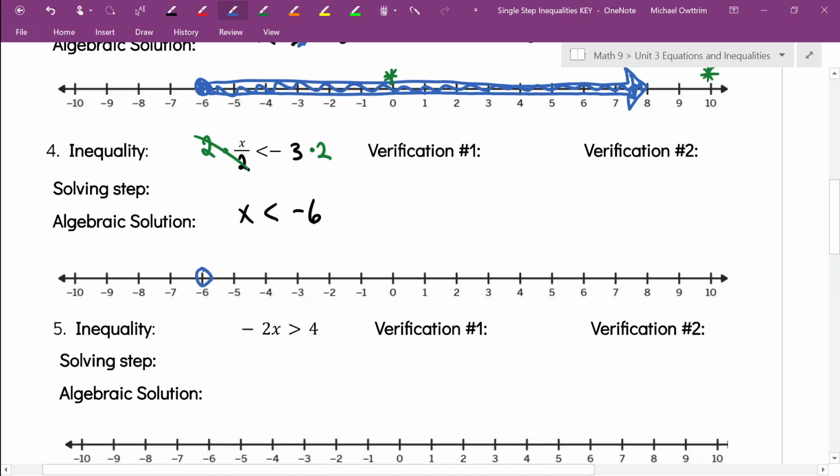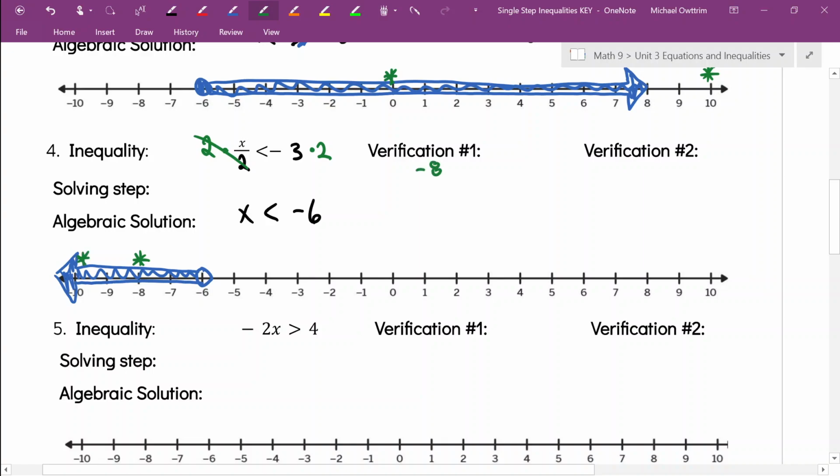That is right here. We do not have the equality part of our inequality, so we're not going to shade in that circle. And where are the numbers that are less than negative 6? They're going to go this way. So of course, our arrow is going to go towards the left to be less than that negative 6. And these are the numbers that should be valid solutions. So let's choose some of those. I'm going to choose my negative 8 and my negative 10 for my verifications.